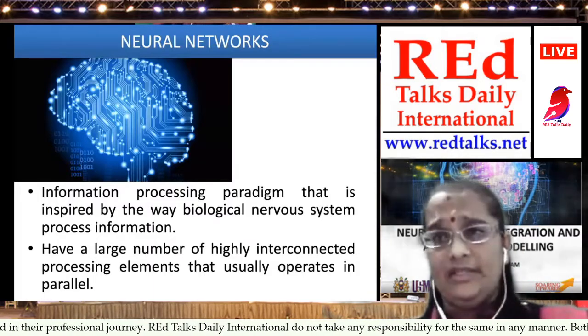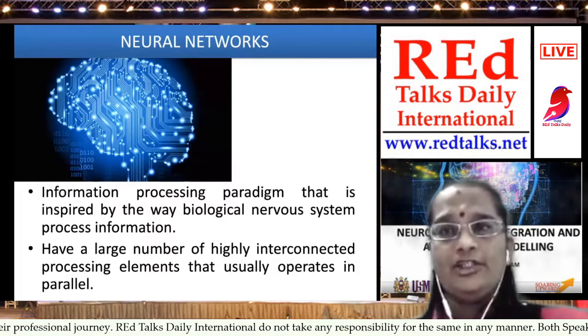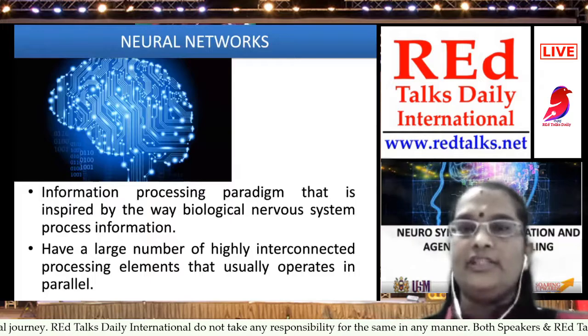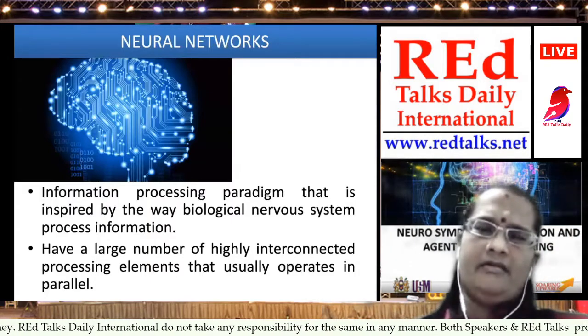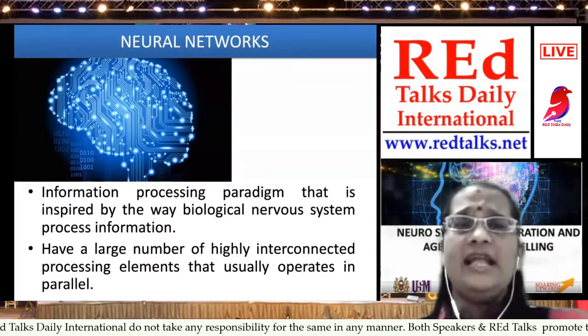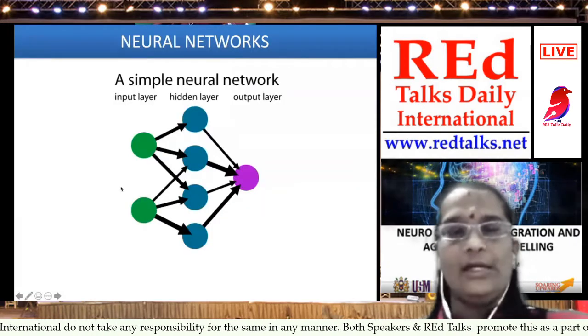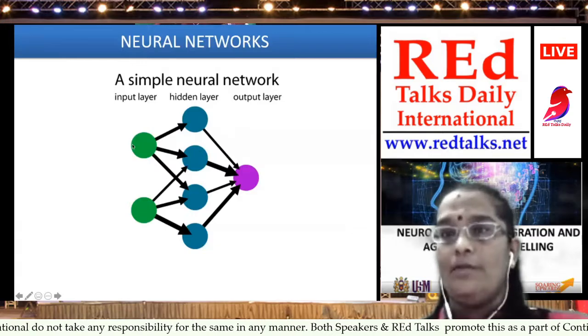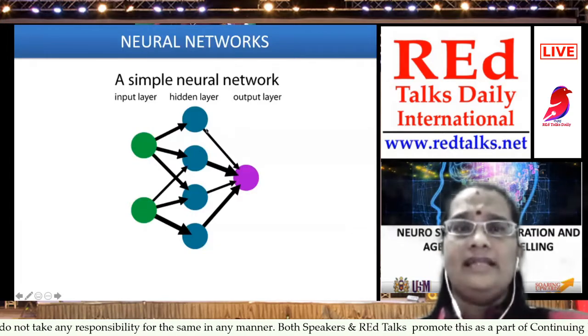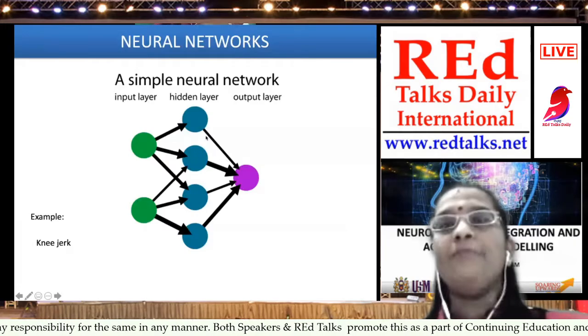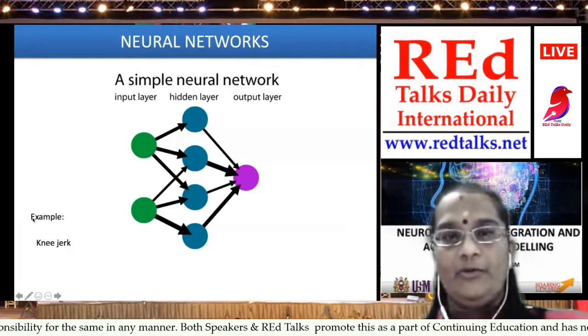What is actually a neural network? This is an information processing paradigm that is inspired by the way our brain processes information. It has a large number of highly interconnected processing elements known as neurons that usually operate in parallel. This is an example of a simple neural network. We have an input layer, a hidden layer, and an output layer.